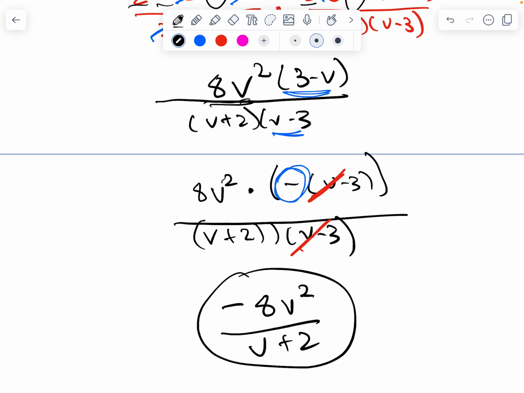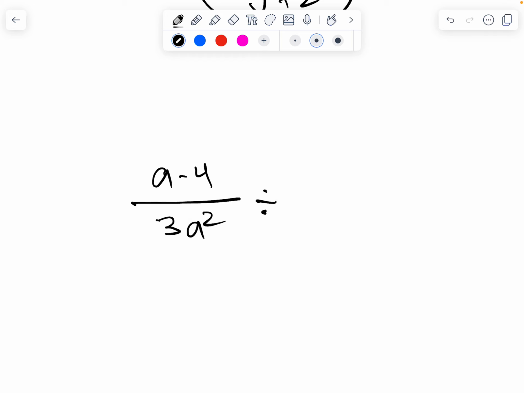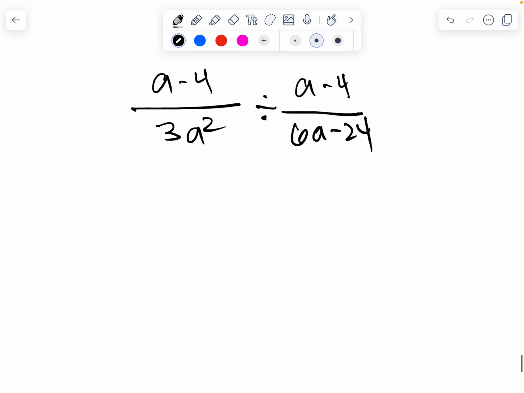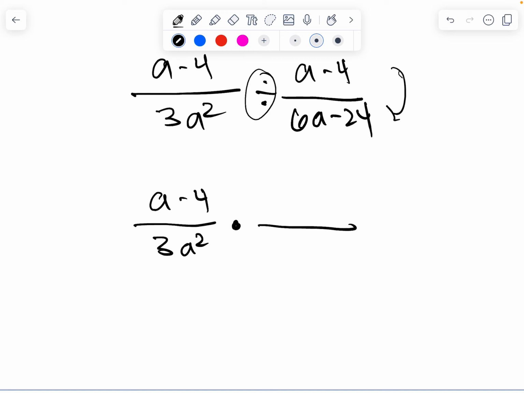Let's go ahead and do the next one. This is a division question. This one, we've got a minus 4 over 3a squared divided by a minus 4 over 6a minus 24. Go ahead and pause the video and give this one a try. So for division questions, we have to remember to keep the number on the left, change the sign from divide to multiply, and flip the fraction on the right upside down.